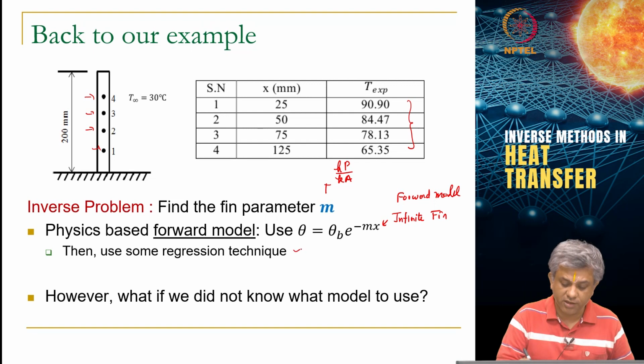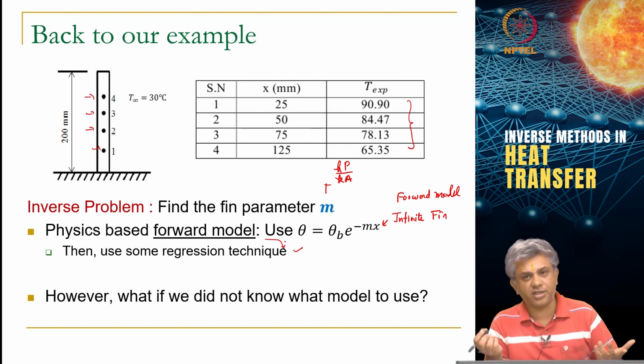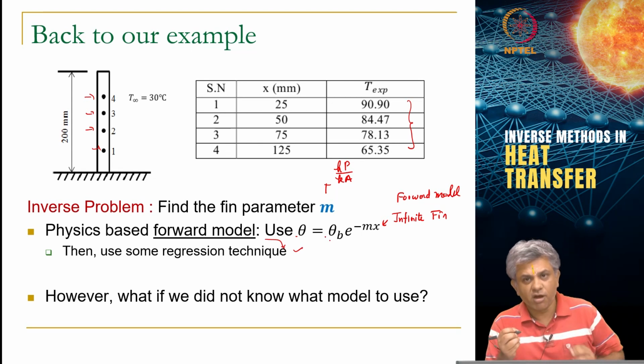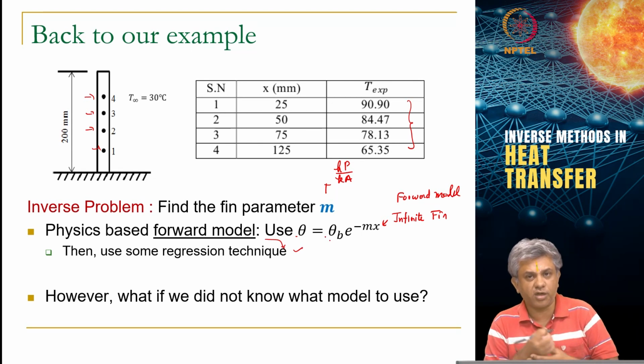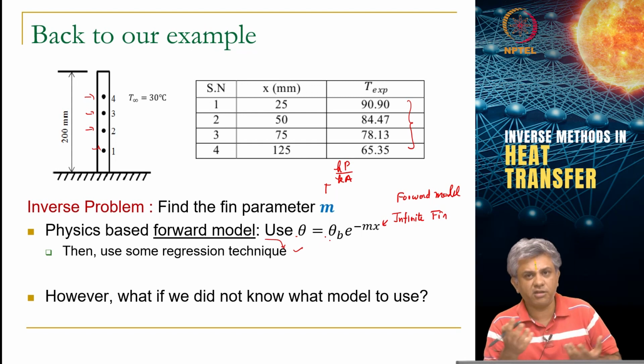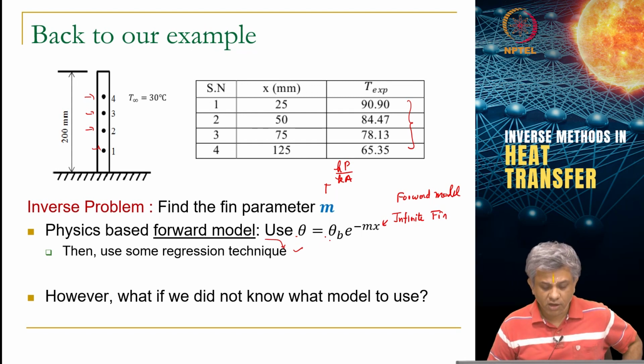So, in this case, if you know the forward model, we can use some regression technique. You can use a linear regression technique by taking log on both sides, or you can simply use the Gauss-Newton or Levenberg-Marquardt technique by not even taking the log and just continuing with it. Now, what if you do not know what model to use?